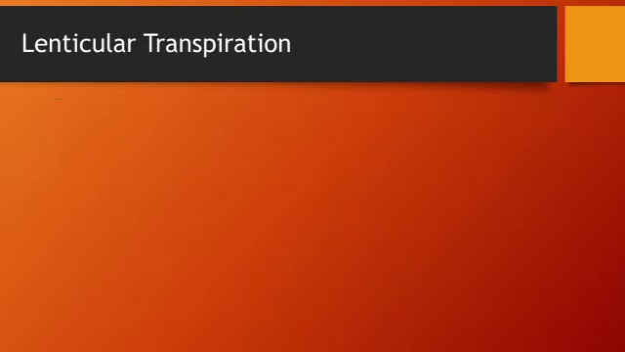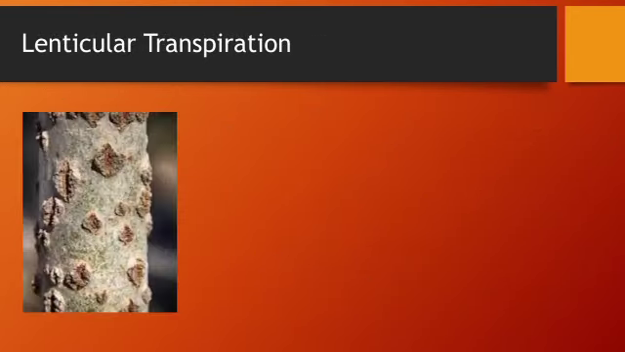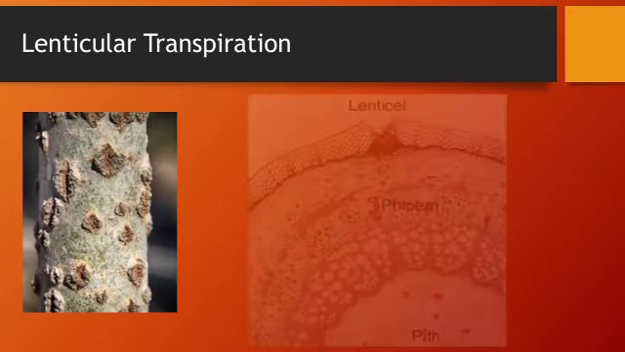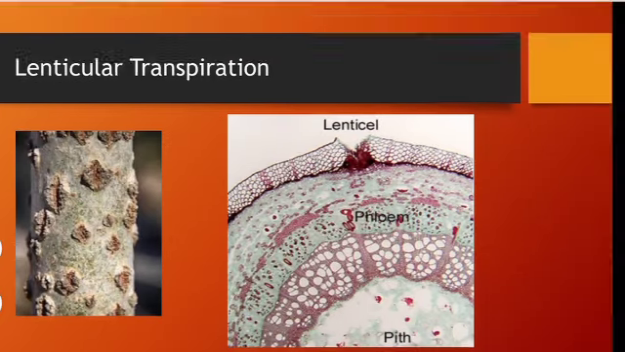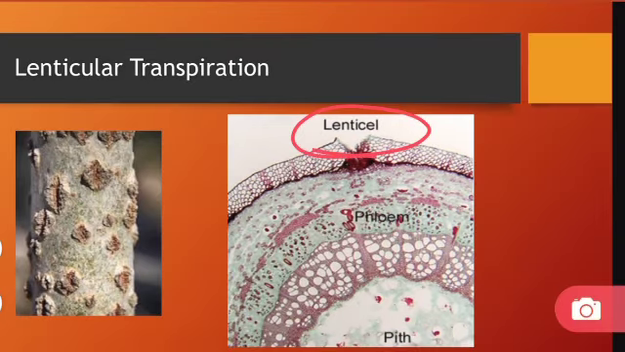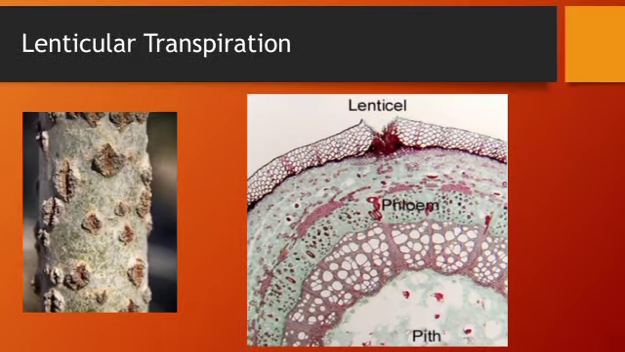Next comes lenticular transpiration. In lenticular transpiration, we can find lenticels on the bark of the tree. These lenticels are permanently open, they do not close, and gaseous exchange can take place through them. Now this is the microscopic structure of lenticels. You can see here a surface that ruptures, and that acts as a lenticel through which the gaseous exchange takes place.